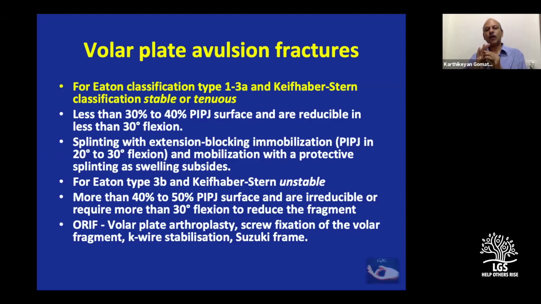So when you have a volar plate avulsion fracture, we need to decide what is the type of fracture under the classification of Eaton or Kiefer and then decide on the management. The first three types of Eaton will be managed conservatively. You need to immobilize in dorsal block splinting. That is, you do not allow it to go in for complete extension. You need to keep it in flexion. And then if for reduction of the fracture you need more than 30 degrees of flexion, it goes under the severe type.